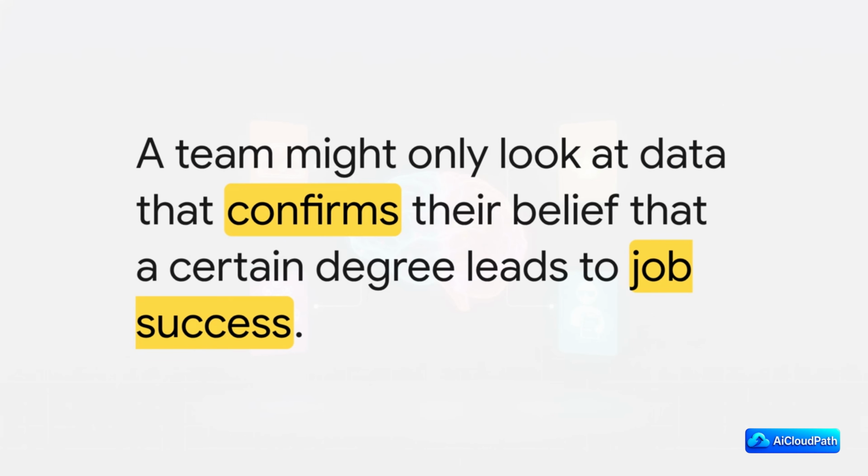Imagine a team is building a hiring AI. And this team has a strong belief that only people from, say, one specific university are really successful. So what do they do? With confirmation bias kicking in, they might only look for and collect data on successful employees who, you guessed it, went to that one university. They're totally ignoring other super successful employees who went somewhere else. They're not looking for the truth, they're just looking for evidence to prove what they already think.